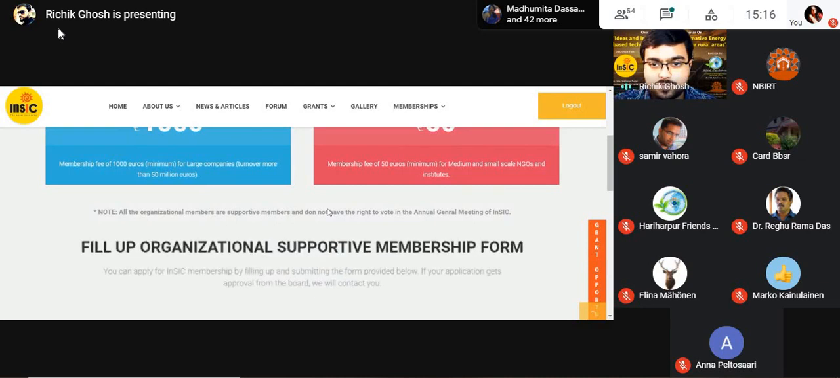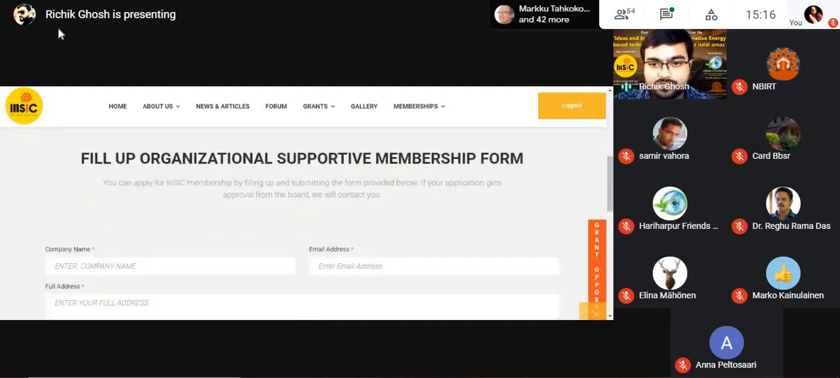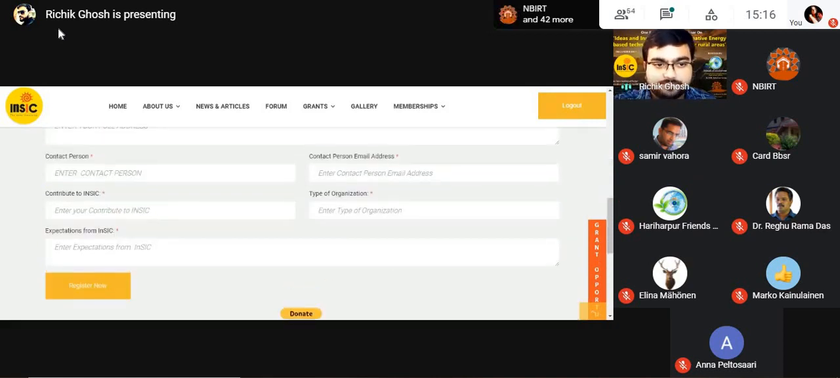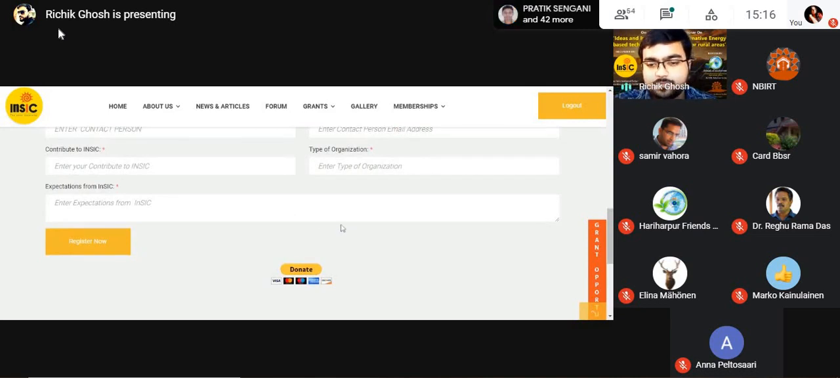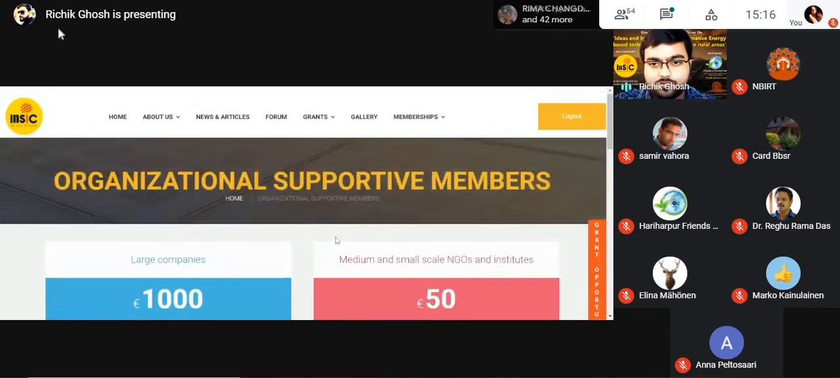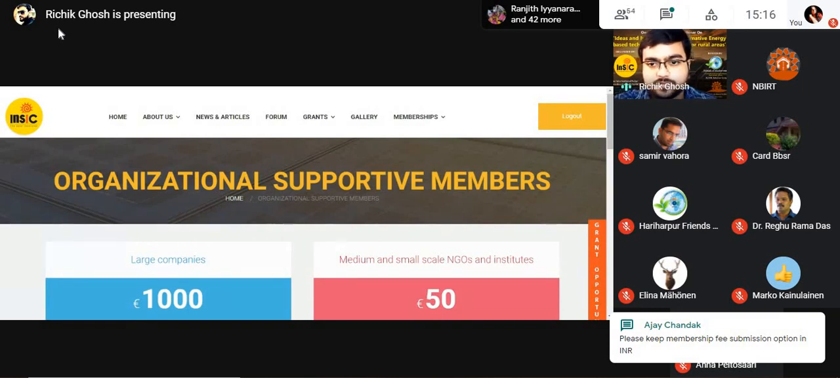In order to apply for the membership, we have to fill up the organizational form. Here is the form, and we can register here. InSIC supports a lot of projects and activities, and if you want to become a part of these activities, you can of course join InSIC. And there is a special button, the donate button, for somebody who wants to donate to our cause to promote solar energy innovations. So they can do that.